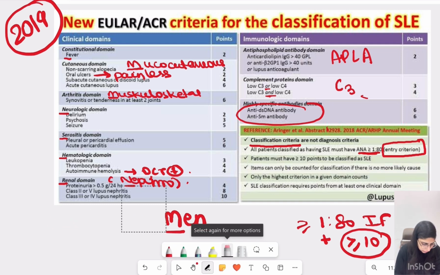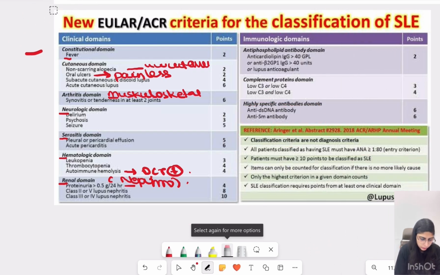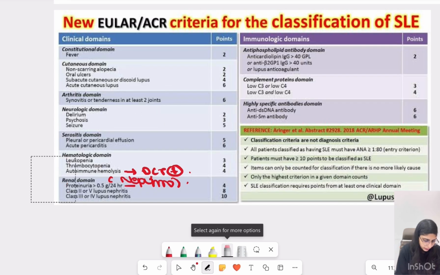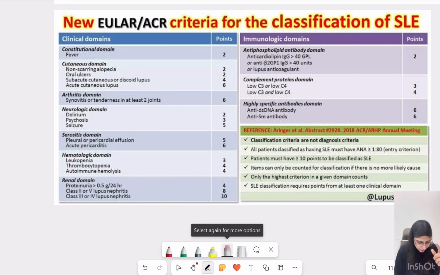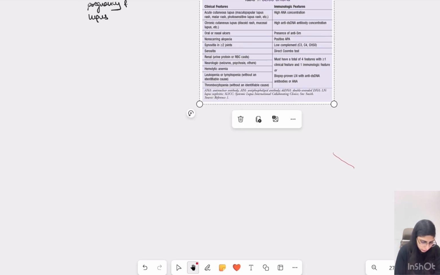Then let's move on. Please remember the mnemonic FSH not in men. You can also apply this mnemonic to the SLICC criteria. Do that by yourself and let me know whether you were able to do it or not.